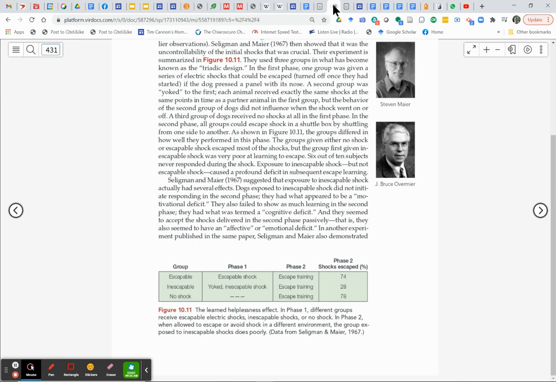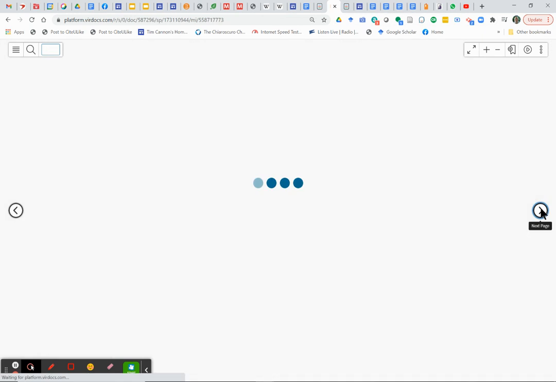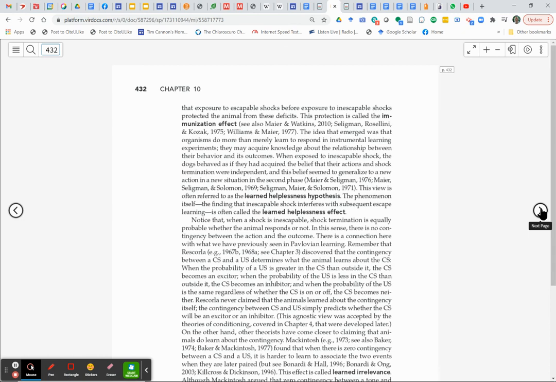The animals would be inescapably shocked if they were in that group. And there was a barrier between the two sides of the shock box. And then the barrier would be taken down, and animals in the inescapable shock condition often would not shuttle at all. They required pretty much therapy to get them to shuttle. We don't really do that anymore to dogs.